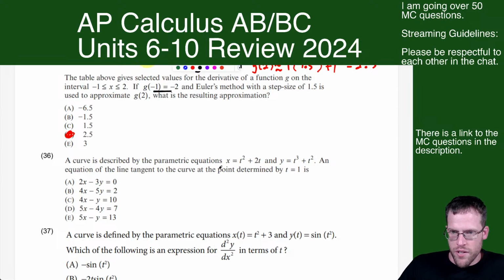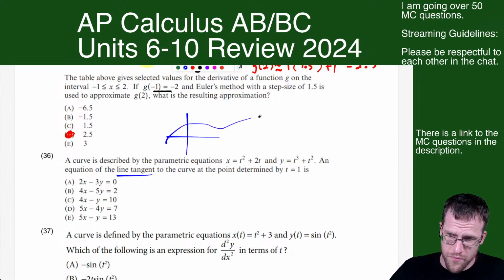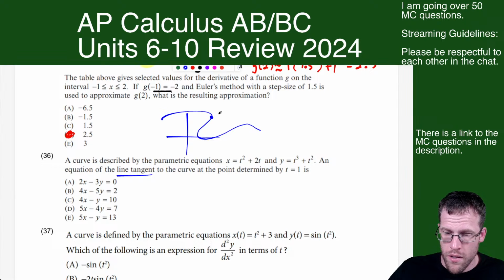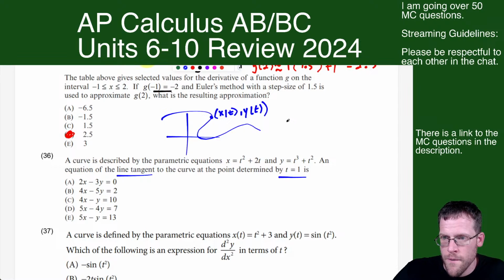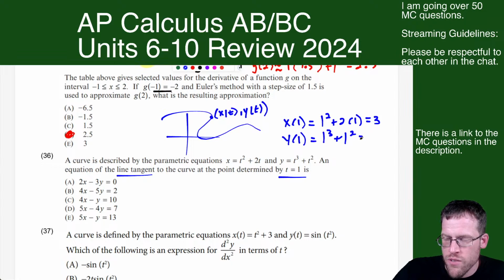All right, Unit 9, parametric. Tangent line in the parametric world. So for parametric equations, they could be all funny looking. But any point we could just say is x of t, comma, y of t. So here, I get x and y by plugging in the time. At t equals 1, x of 1 is equal to 1 squared plus 2 times 1, which is 3. Y of 1 would be 1 to the third plus 1 squared, which gives me 1 plus 1, which is 2. So my point is 3, 2.